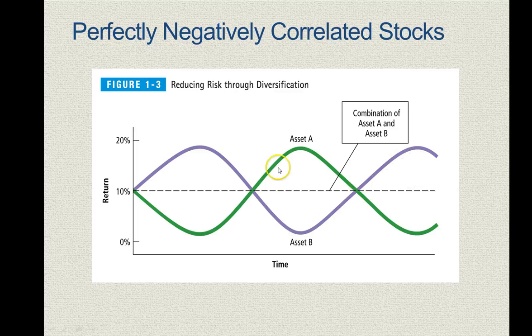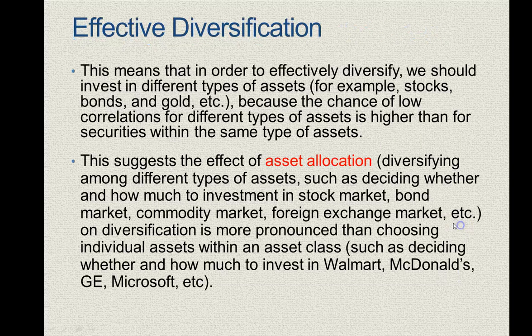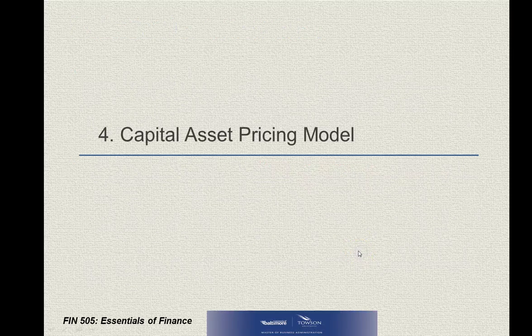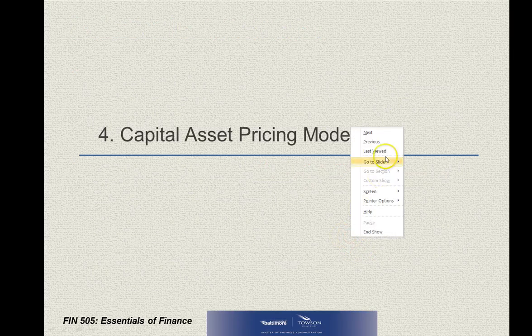So this, as we said, is an example of a perfect negative correlation. And I believe we already talked about this: asset allocation, in terms of effective diversification, has a much larger effect compared with choosing individual assets within a particular financial market. Asset allocation is choosing which financial markets to invest in.